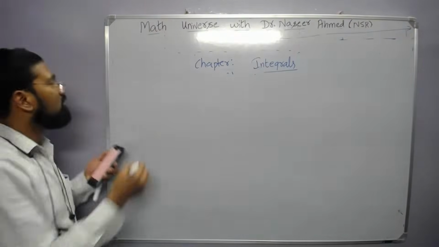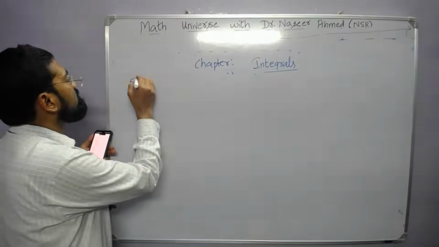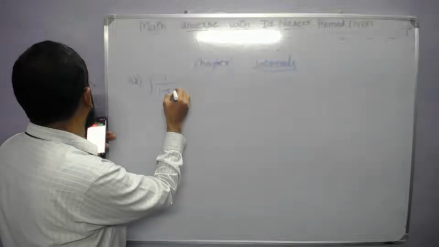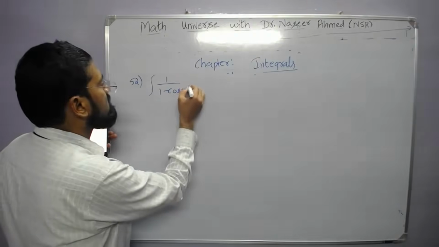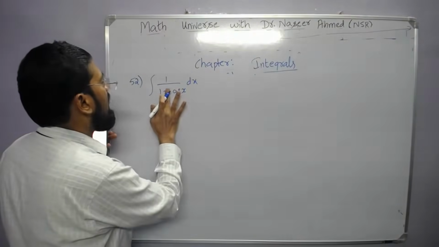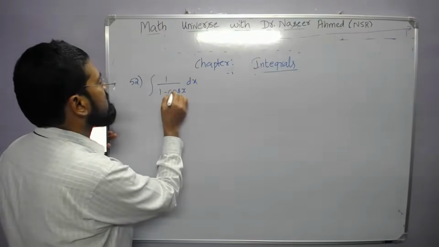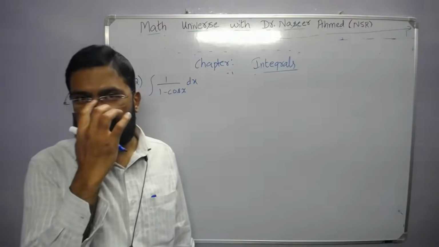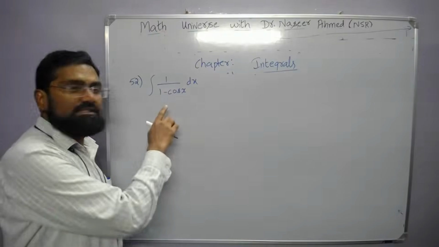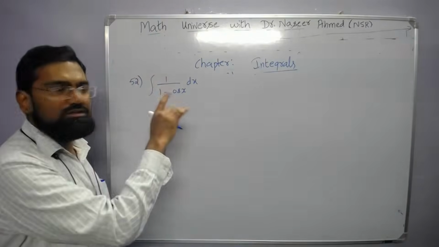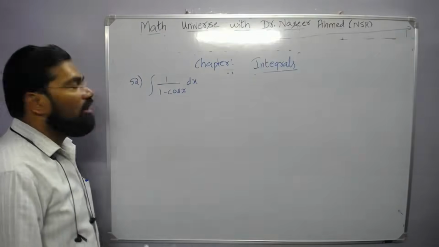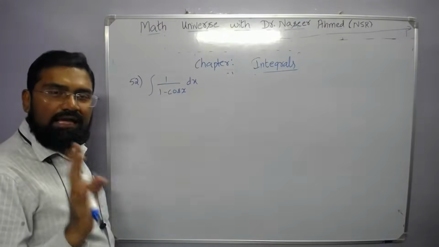See, question number 52. 1 divided by 1 minus cos x with respect to x. Now here, how are you going to proceed? Again, you cannot think of the method of substitution because the derivative of cos, which is minus sin, is nowhere present in the question. If you had sin here, we could have gone for the method of substitution. Now, how to proceed? And in all the options, the angle is x only.